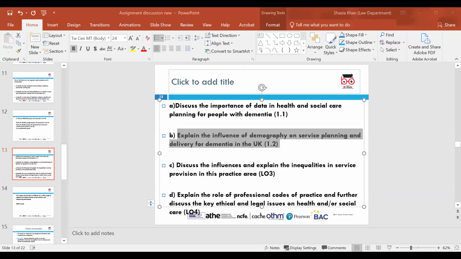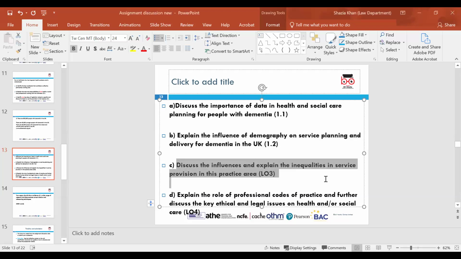Okay, are you all okay with that one? Excellent. Then we've got C, discuss the influences and explain the inequalities in service provision in this area. Learning outcome 3. Here you are looking at the health determinants, you're discussing the influences, and looking at inequalities in the provision. So you're looking at geographical, vulnerable people, elements of inclusion health, vulnerable groups, gypsies, sex workers, health workers. So you're looking at things in regards to inequalities.